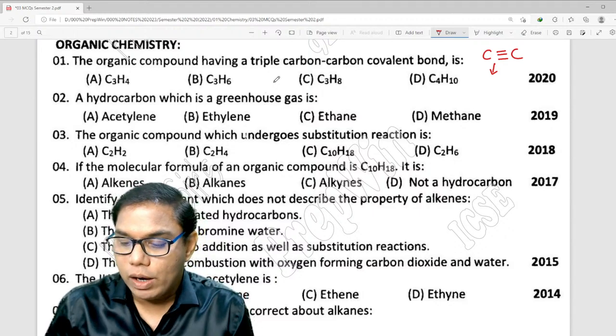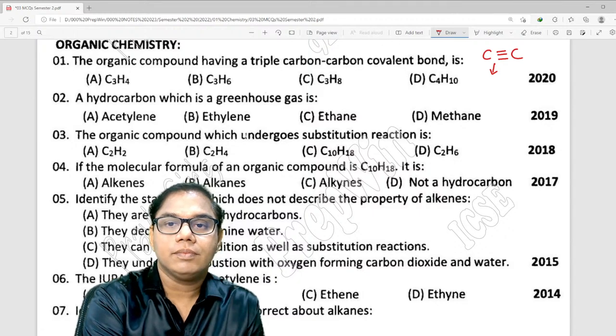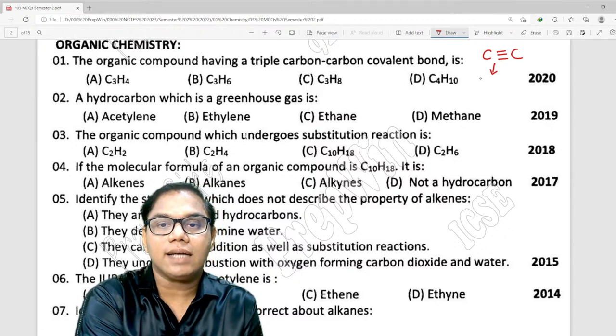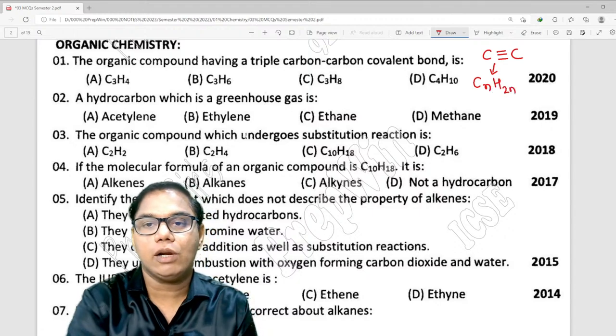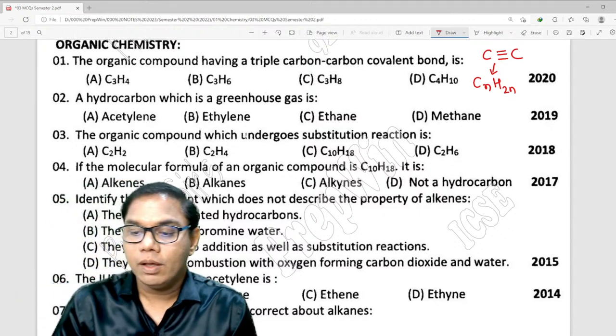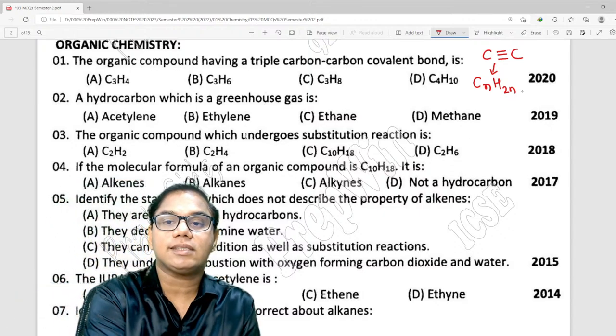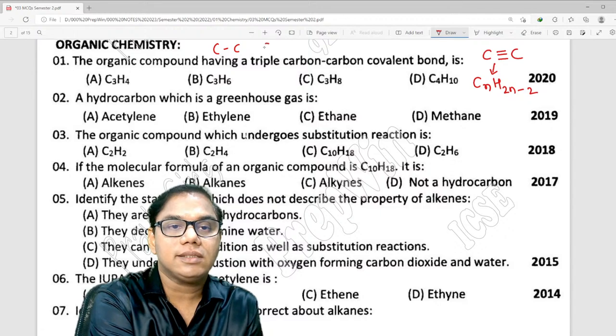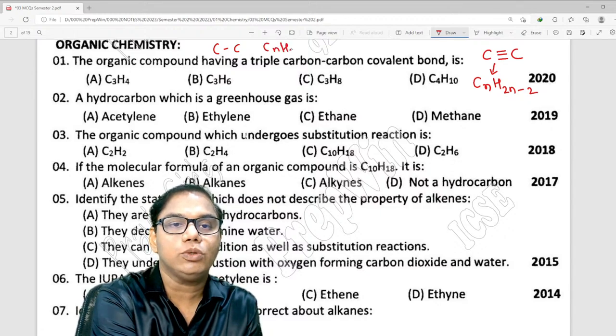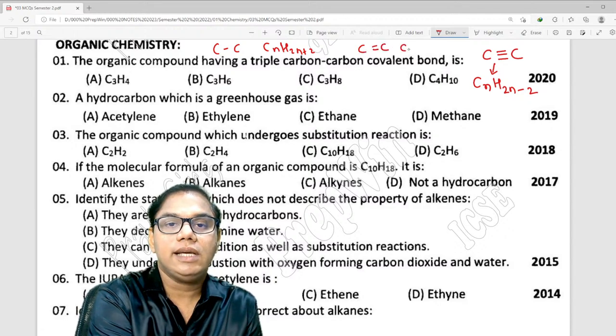Okay. What is the molecular formula? CnH, this was asked in the last board examination. And H what? Is it 2n? Definitely not. That is for a double bond. CnH2n minus 2. For a single bond it is CnH2n plus 2. Double bond, CnH2n.